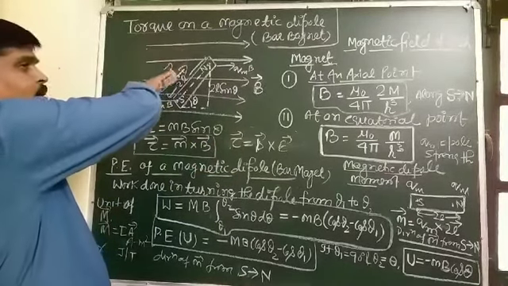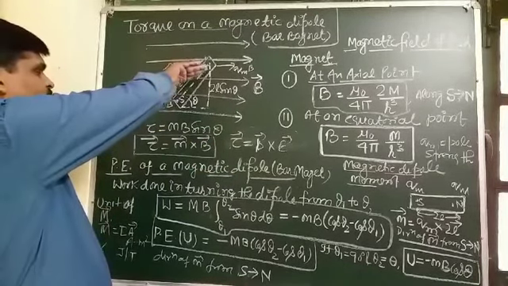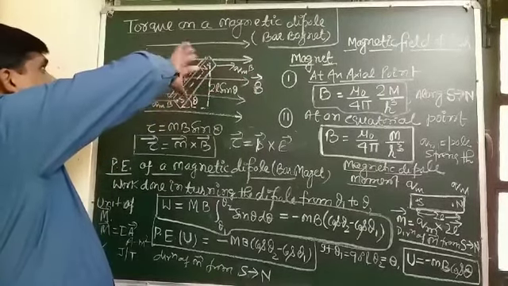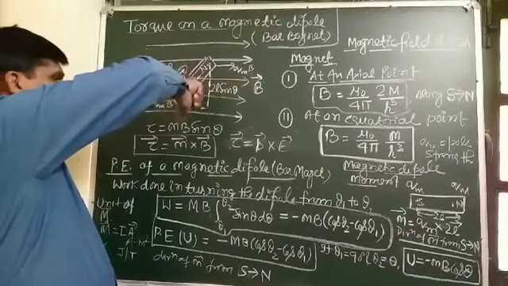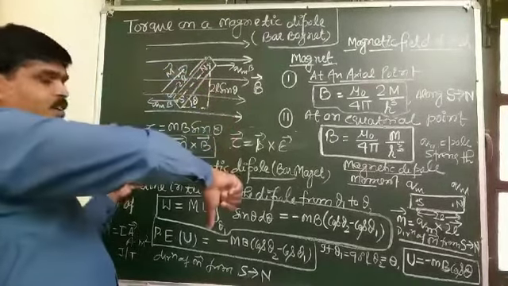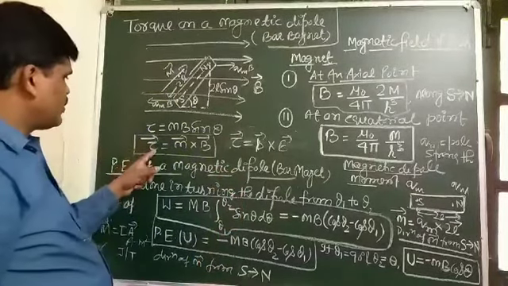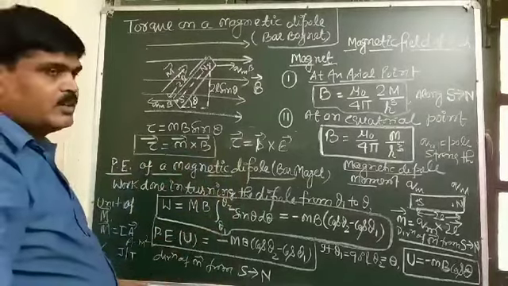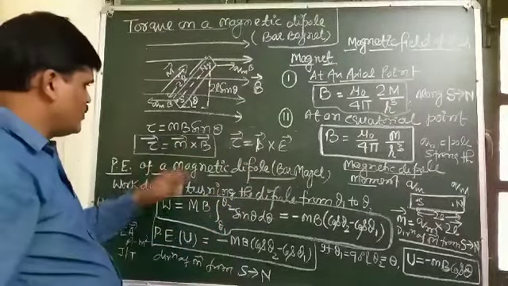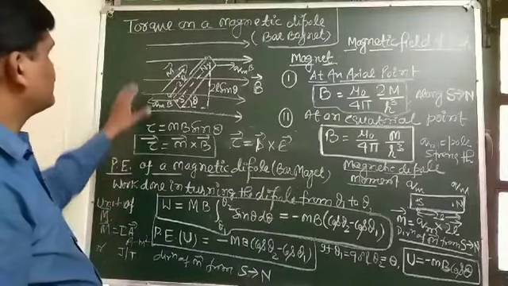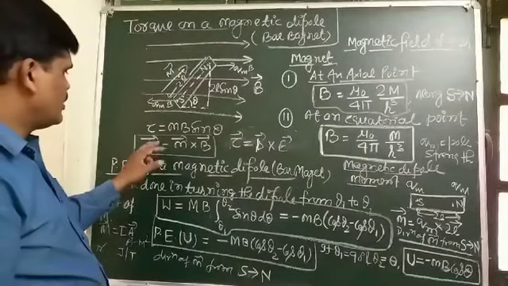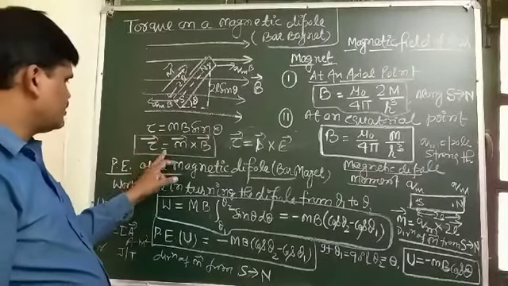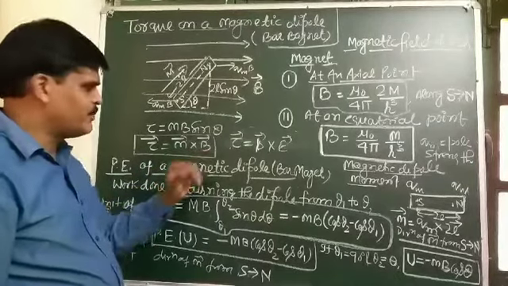So from the right hand thumb rule, you use the vector product. One vector, M, rotates in the direction of the second vector, B. In this case, the torque on the bar magnet acts vertically into the plane of paper. So torque, which is equal to M cross B, can be determined by the vector product using the right hand rule. So torque on a magnetic dipole: tau equals M B sin theta, or vector torque tau equals vector M cross vector B.